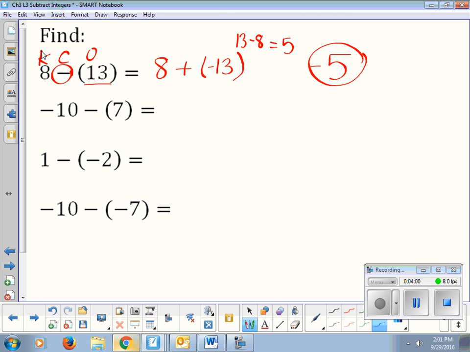For our second example, negative 10 minus 7, we're going to keep, change, opposite. I keep my first number as negative 10. We change our minus sign to a plus sign. What's the opposite of 7? Negative 7. Do we have the same signs or different signs? Same, so we're going to add. What is 10 plus 7? 17, and we keep our sign, which is negative.